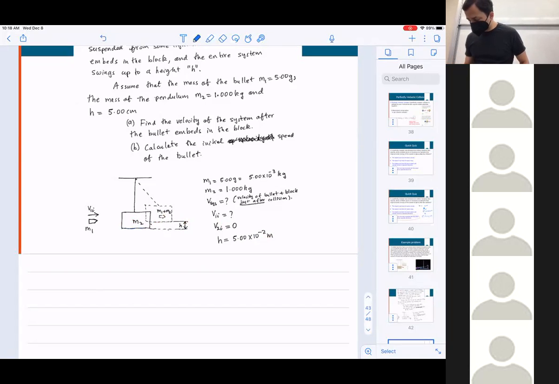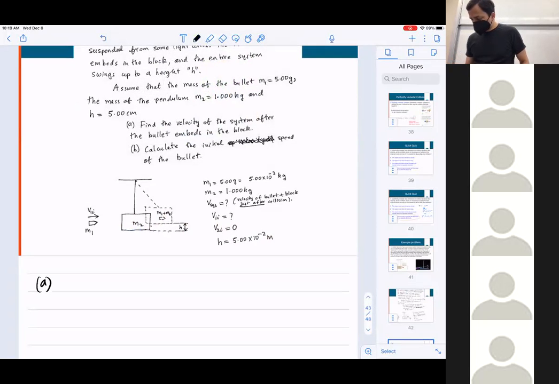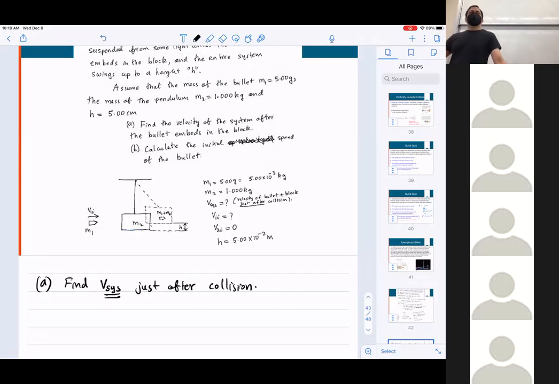So let's look at part A. Here we want to figure out, find V system just after collision. That's what we want to find. Now, one thing you might say is, well, we could use momentum conservation. That is, we can look at the total momentum of this system before the collision. The block has 0 momentum, the bullet has some momentum. That must equal the final momentum. But the problem is you don't know what the initial momentum of the bullet is because you don't know what this initial speed is. That's what you want to find.